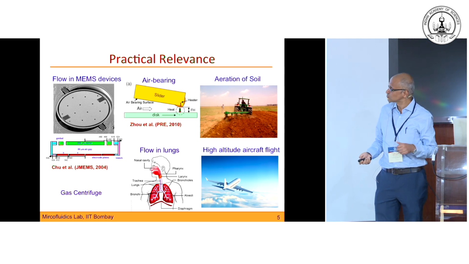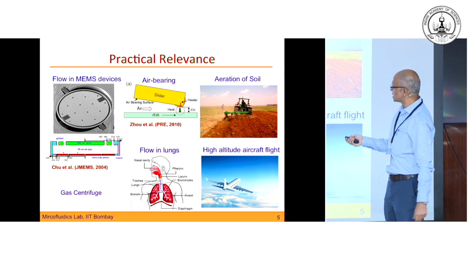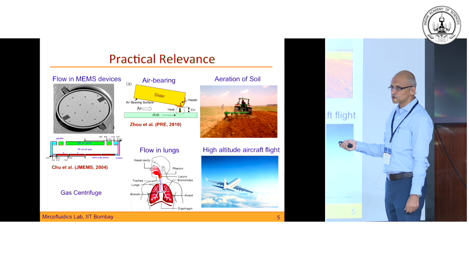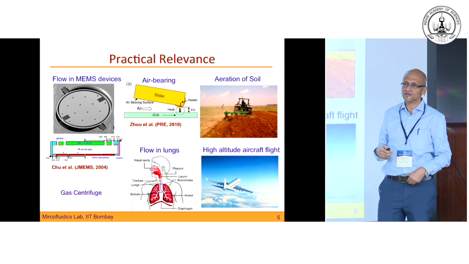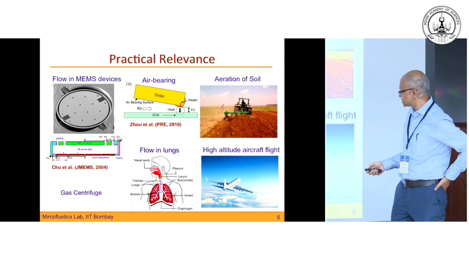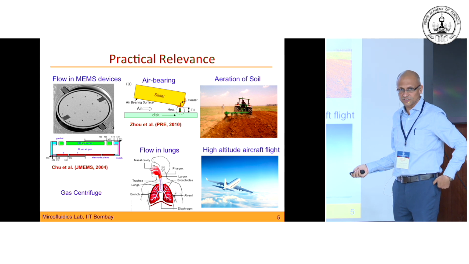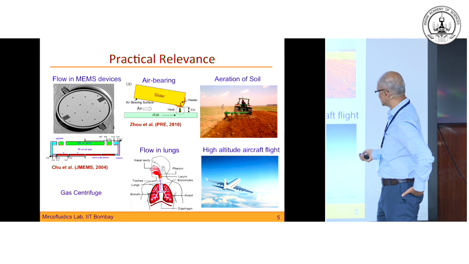And these sorts of flows do appear in a lot of different cases. For example, when the length scales are small, like whatever you see here in these scenarios, when you're talking about small devices, or if you're looking at even the movement of air in our lungs, as it goes to the smallest branches, the length scales can become very small and comparable. And Knudsen number effects can start becoming relevant in there.